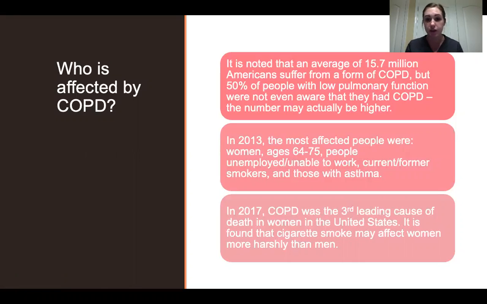I found a study in 2013. The most affected people were women, people ages 64 to 75, people unemployed, current or former smokers, because that is the most common cause, and those with asthma. So kind of a pre-existing condition. In 2017, COPD was the third leading cause of death in women in the US. And from different research, it's found that cigarette smoke affects women differently than men, more harshly than men. COPD used to be known as more of a men's disease, but it's now becoming more common and more deadly with women.